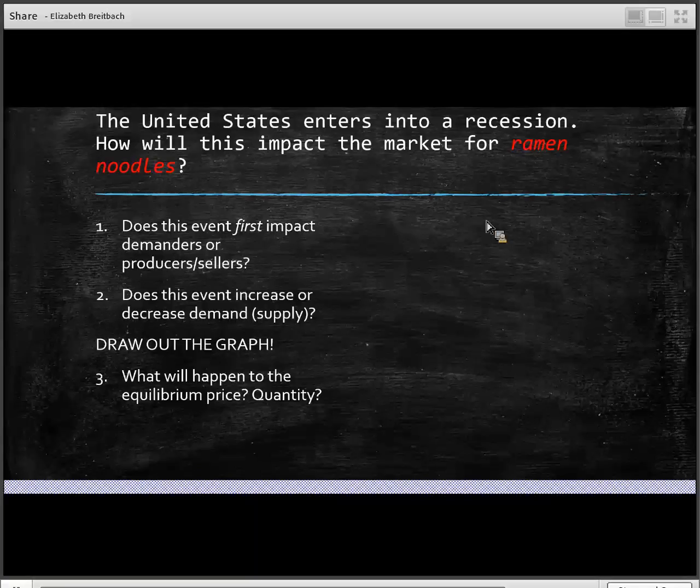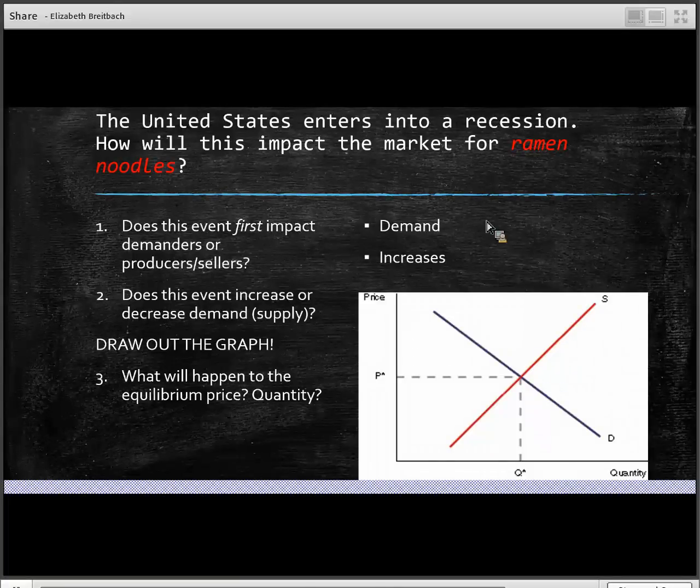And so we see, again, demand is going to change. And in this case, when I don't have as much money, I'm going to increase my consumption of ramen noodles. And again, I'm going to increase it at all price levels. So when we start to look at our supply and demand curve, what we see is that outward, that rightward shift in the demand curve. It's at all price levels.